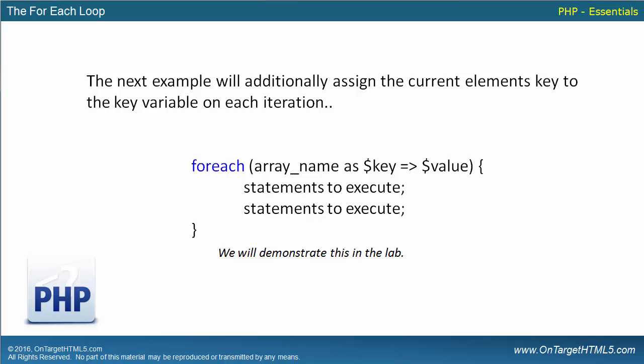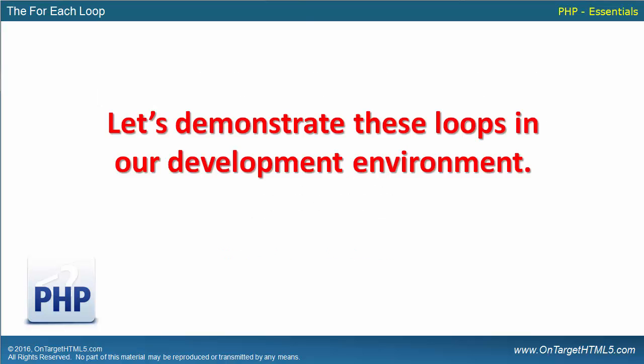We also have a second example, which will additionally assign the current element's key to the key variable on each iteration of the array. So again, we're using that array name, and then we're setting up key value pairs. And we'll demonstrate both ways of using this for each loop when we get into the lab. So let's demonstrate the loops in our development environment.